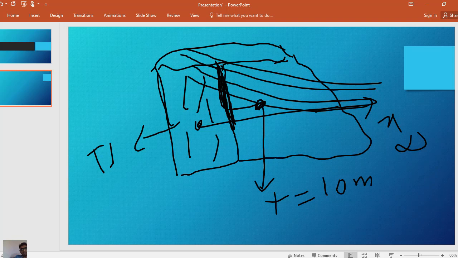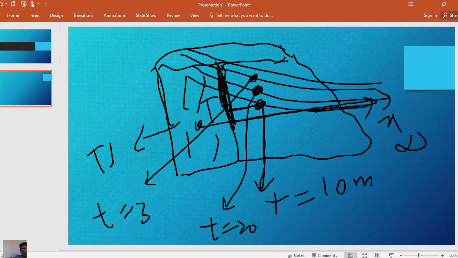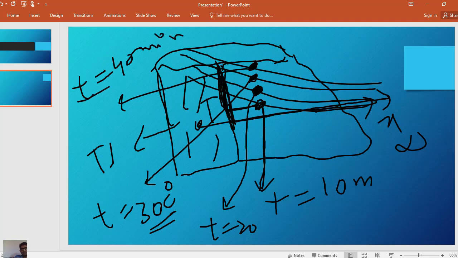The y-axis shows the temperature, this shows the x-axis, and this shows the time. At time equal to 10 minutes, the temperature is this. At time equal to 20 minutes, the temperature slowly increased in the body because heat was stored in the body. At 30 minutes, the temperature slowly increased because heat was stored in the body. At 40 minutes, the temperature increased further because heat was stored in the body.